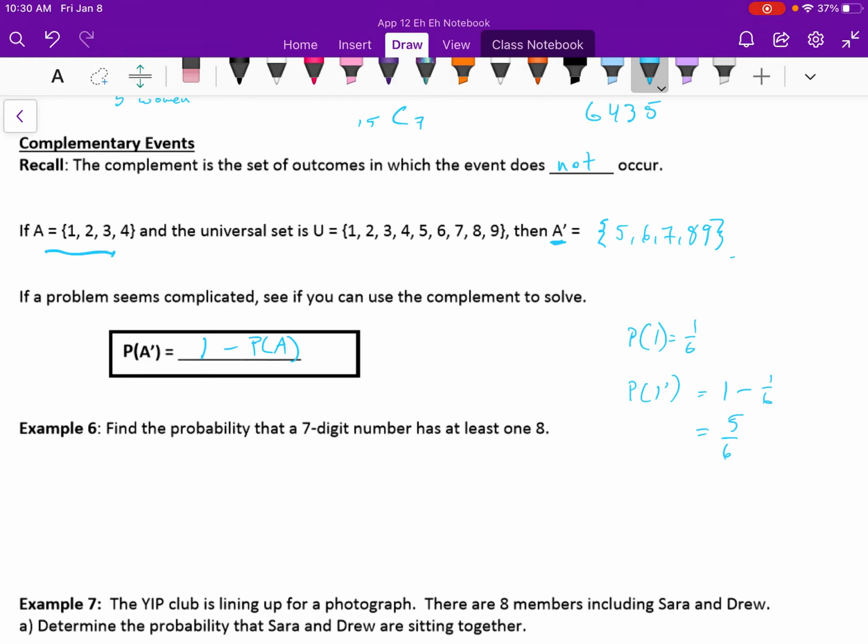Find the probability that a 7-digit number has at least one 8. Wow, that seems overly complicated. But I'm just going to write down a 7-digit number, right? So this is a 7-digit number. And this actually has an 8, so this would fit in, right?